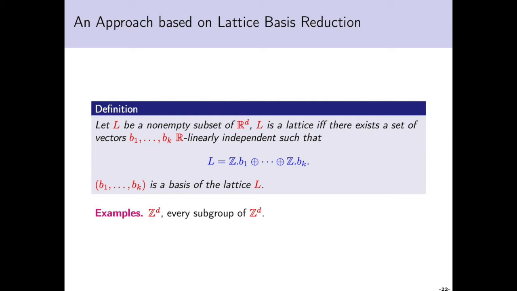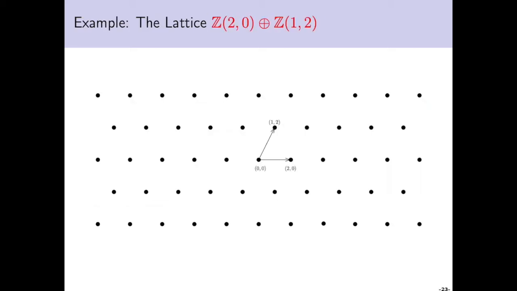So an example of a lattice is Z to the D, or every subgroup of Z to the D. And this kind of structure is an incredibly powerful tool for modeling some phenomena in number theory or computer science, for instance. So here I will use them to model my problem, and in particular, I will use a fundamental algorithmic problem that I'm going to show you now.